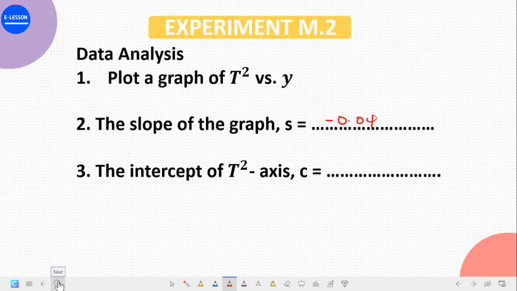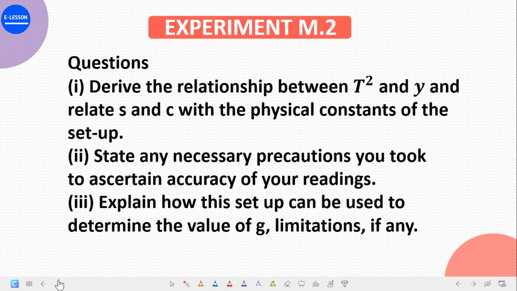So I come here and say my intercept is 4.2 second square. That is the intercept. Now how about the unit? This would be second square per centimeter. So at this point in time, what other thing do you need to do? You say derive the relationship between t square and y. I relate s and c with the physical constant of the setup. So let's do that quickly, okay?